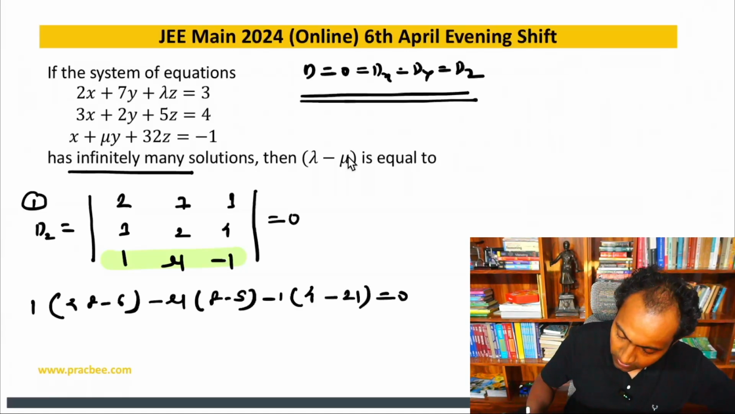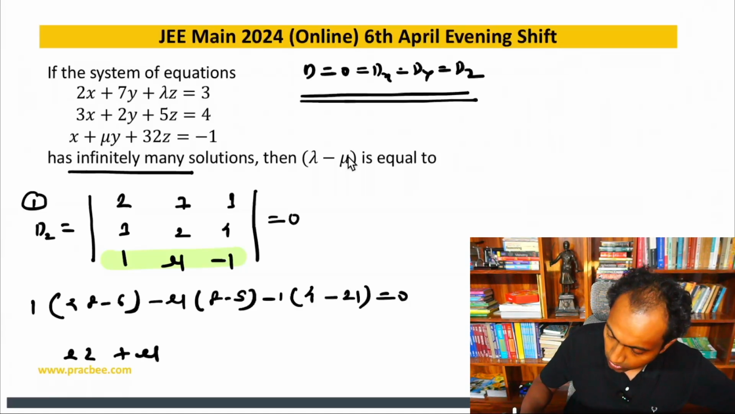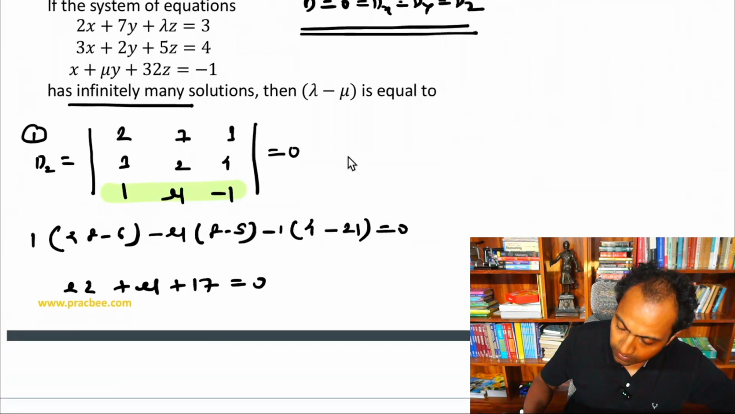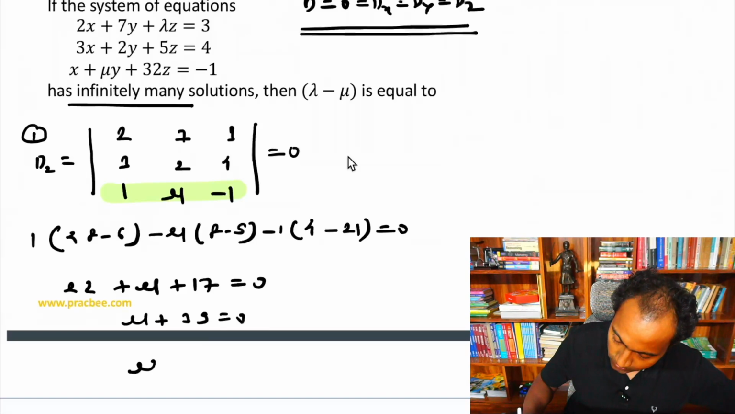If I simplify the first part, it becomes 22. The second becomes mu, and the last becomes plus 17. If I sum it up, this will be mu plus 39 equal to 0. Mu comes out to be minus 39.